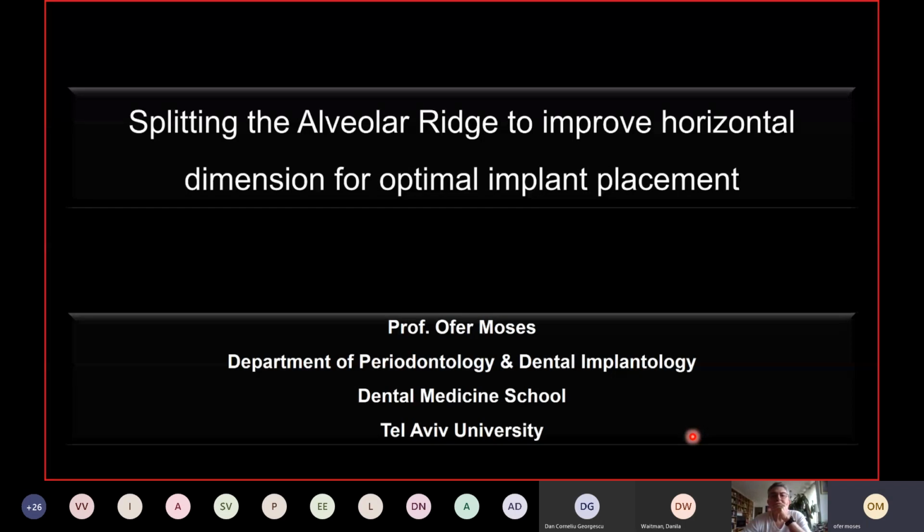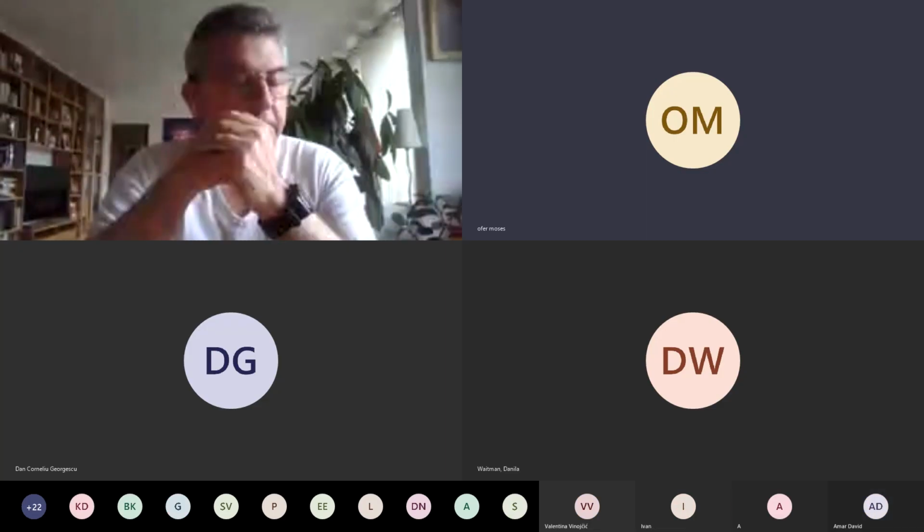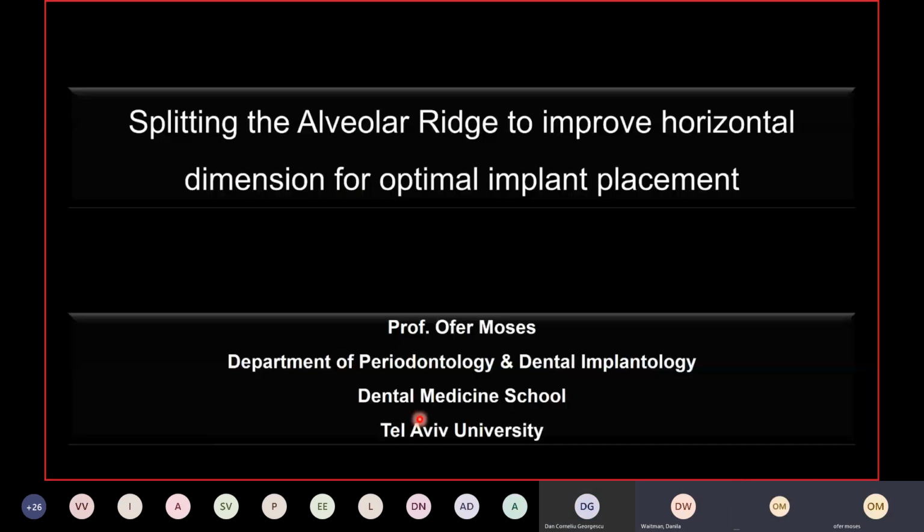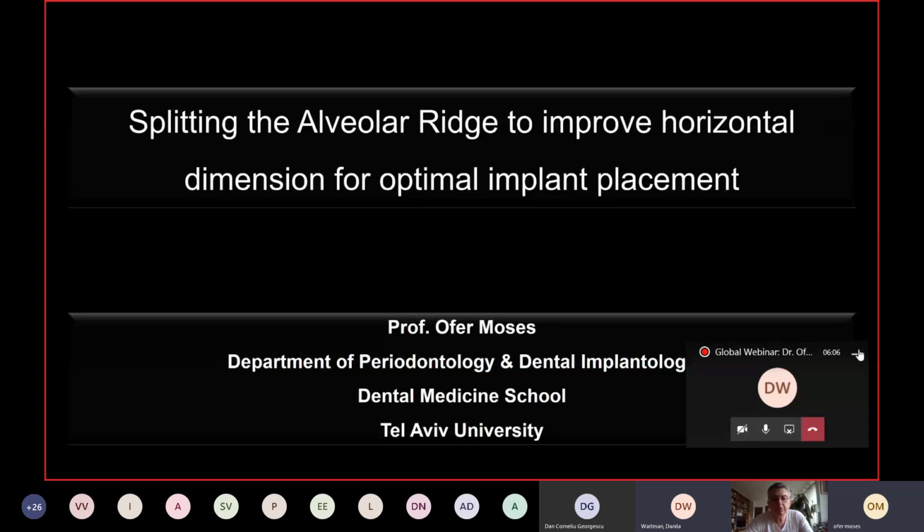So let me start by introducing it, splitting the alveolar ridge to improve the horizontal dimension in order to put implants in. What happened? Yes, I don't know what really happened. Apparently someone took over. Ofer, could you please again try to share your screen? Yeah. And please, I kindly ask again all the participants, mute your phones, mute your cameras, and please do not try to share any content while we are doing this webinar. So Ofer, what you can do now is go again to share and share your desktop again, please. Yeah, I'm here. I don't know what happened. All right. Yes, now we can see your screen again.